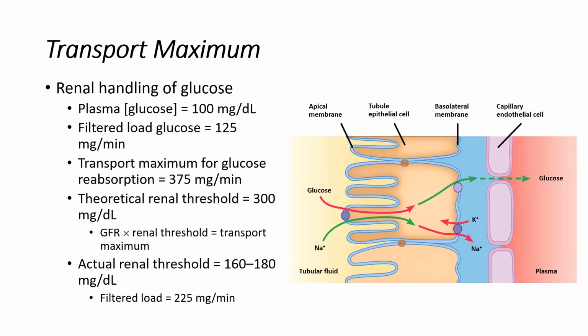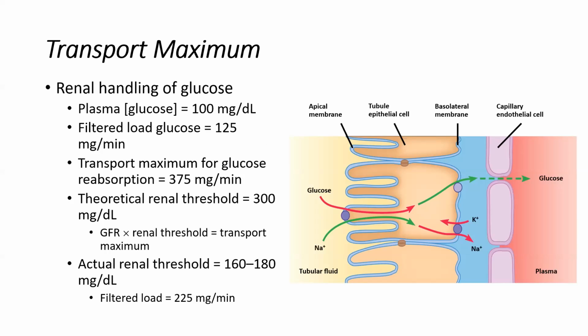So we're basically saying here that at 375 milligrams per minute at that filtered load, we can no longer reabsorb glucose and we should start to see glucose spilling into the urine. Now, if we calculate the renal threshold based upon this transport maximum, that gives us a theoretical value of 300 milligrams per deciliter. And I say theoretical because this has not actually been done.